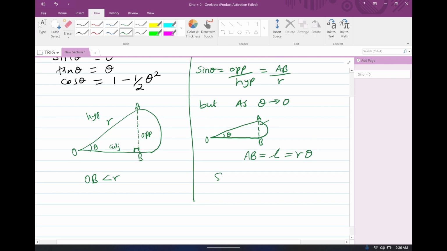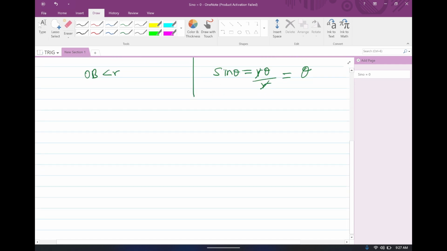So that means sine theta is going to be our distance AB when theta is 0, which is going to be r theta divided by r. So if you cancel the r's off, you're going to have the angle theta.